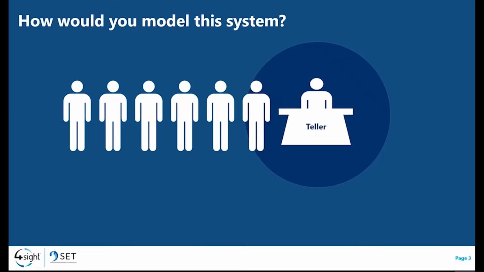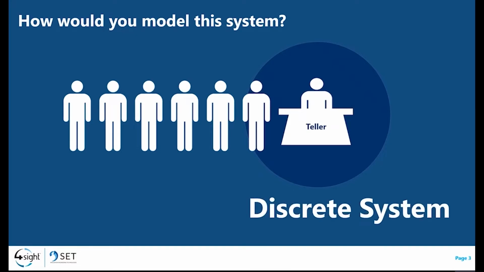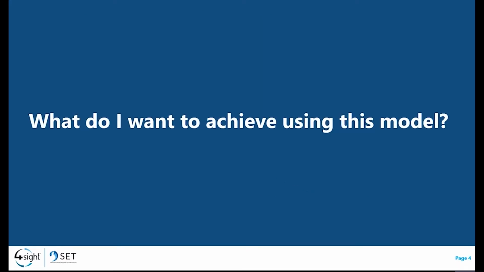Since the people are discrete entities, your first thought is probably going to be that, oh, I'm going to model this as a discrete system. But just because it's the obvious choice does not mean it's the correct or the most effective choice. So the main question that you should actually be asking yourself before you start the modeling process is, what do I want to achieve using this model?